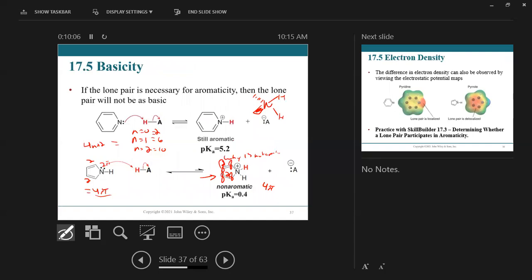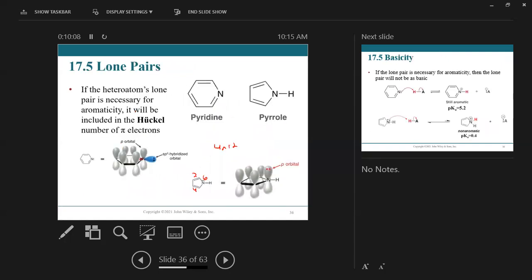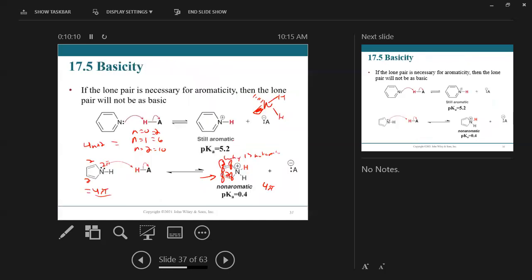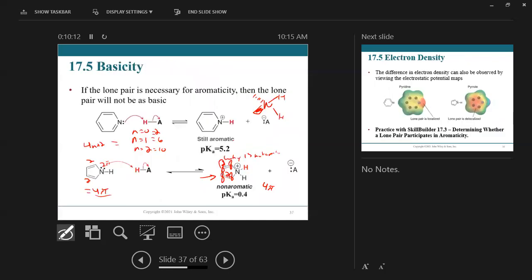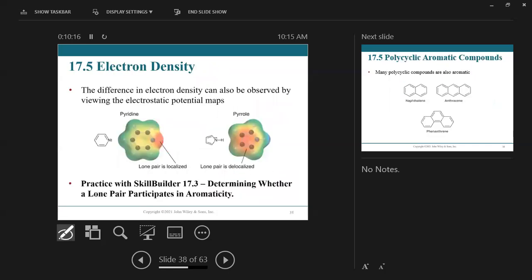If the lone pair is necessary for aromaticity, then the lone pair will not be as basic. So if it was necessary, in this case, it is necessary.